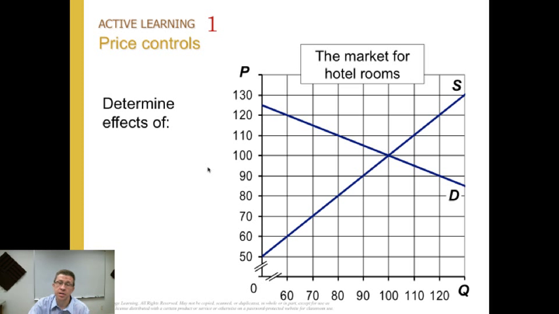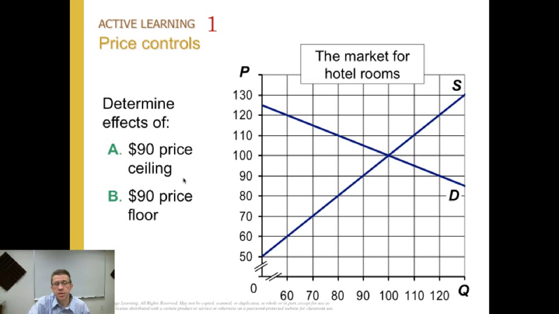I guess either's fine. If you don't want to go through the hassle of trying to get these points exactly as the authors have them, you could simply print from Blackboard or you could draw it in your notes either way. What we're going to do here, though, is determine the effects of three different things. One, a $90 price ceiling, two, a $90 price floor, and three, a $120 price floor.